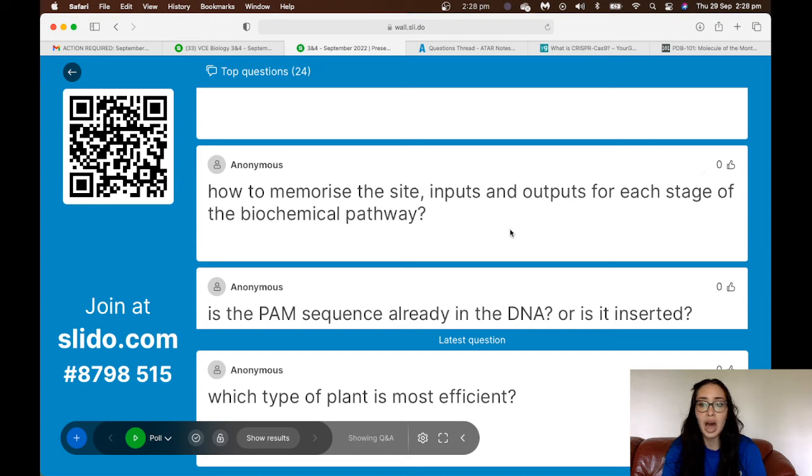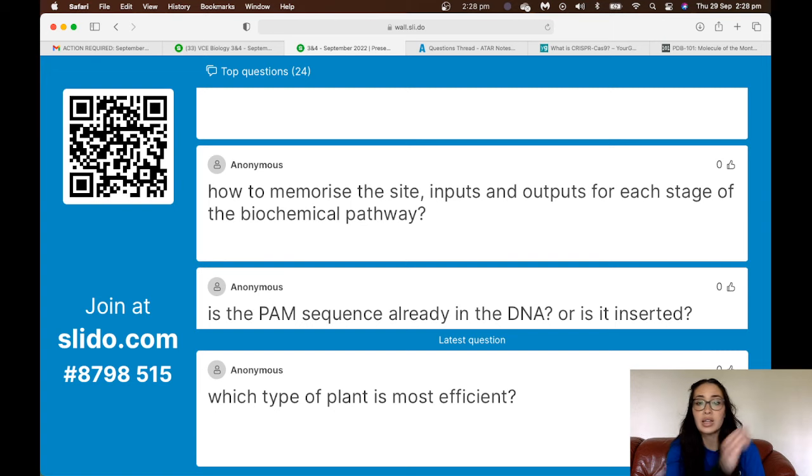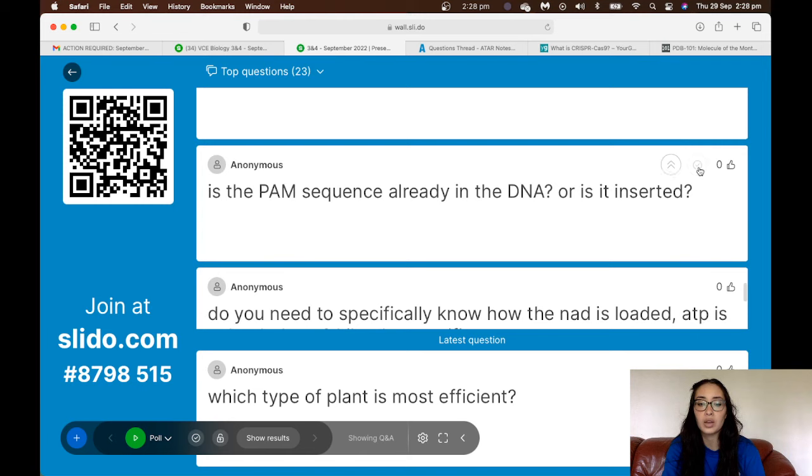This one, I would recommend that slide I gave you, the full summary. Print that out, then copy and paste that, and delete all the writing from it, and try and fill it in yourself, and keep doing that over and over and over again. The PAM sequence is already naturally in the DNA, so we seek out those sites.